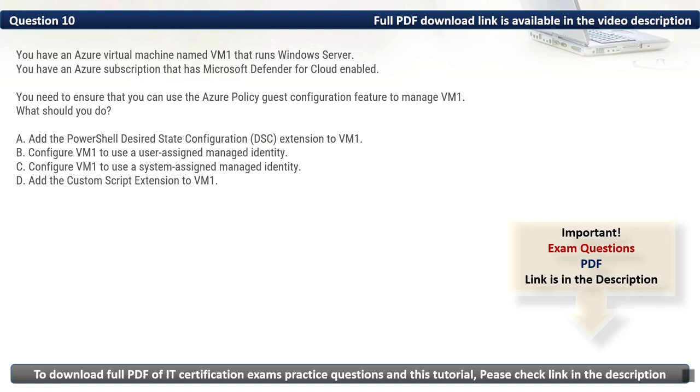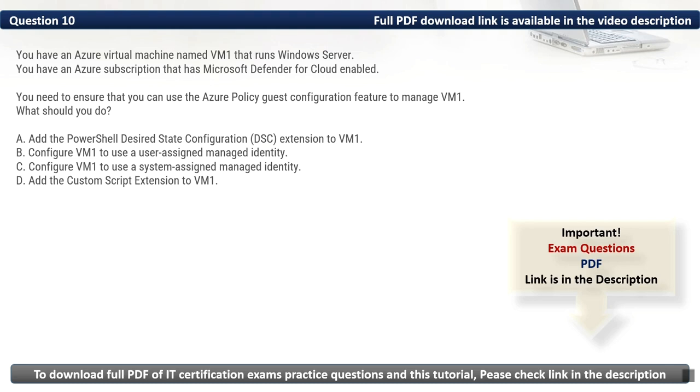We have A. Add the PowerShell desired state configuration extension to VM1. It is used for configuration management but not required for Azure Policy Guest configuration. Then we have B. Configure VM1 to use a user-assigned managed identity. Guest configuration specifically requires a system-assigned identity. Then we have D. Add the custom script extension to VM1. It runs scripts but does not support guest configuration policies.